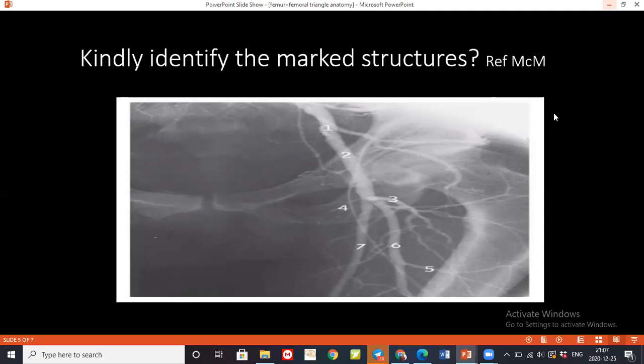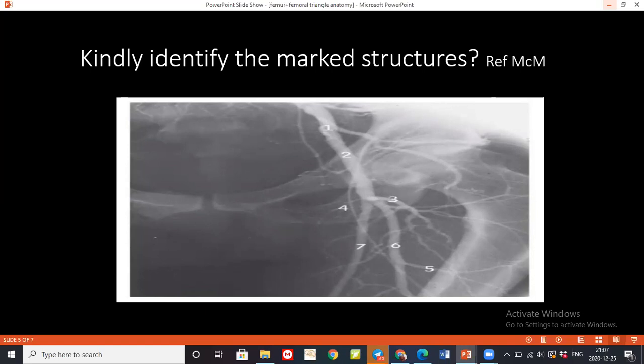Now, please identify number 2. Is it the femoral artery? Yes, common femoral artery. Number 3, please. I think it is the circumflex femoral artery. Number 6 should be the deep profunda. Yes, profunda femoris.